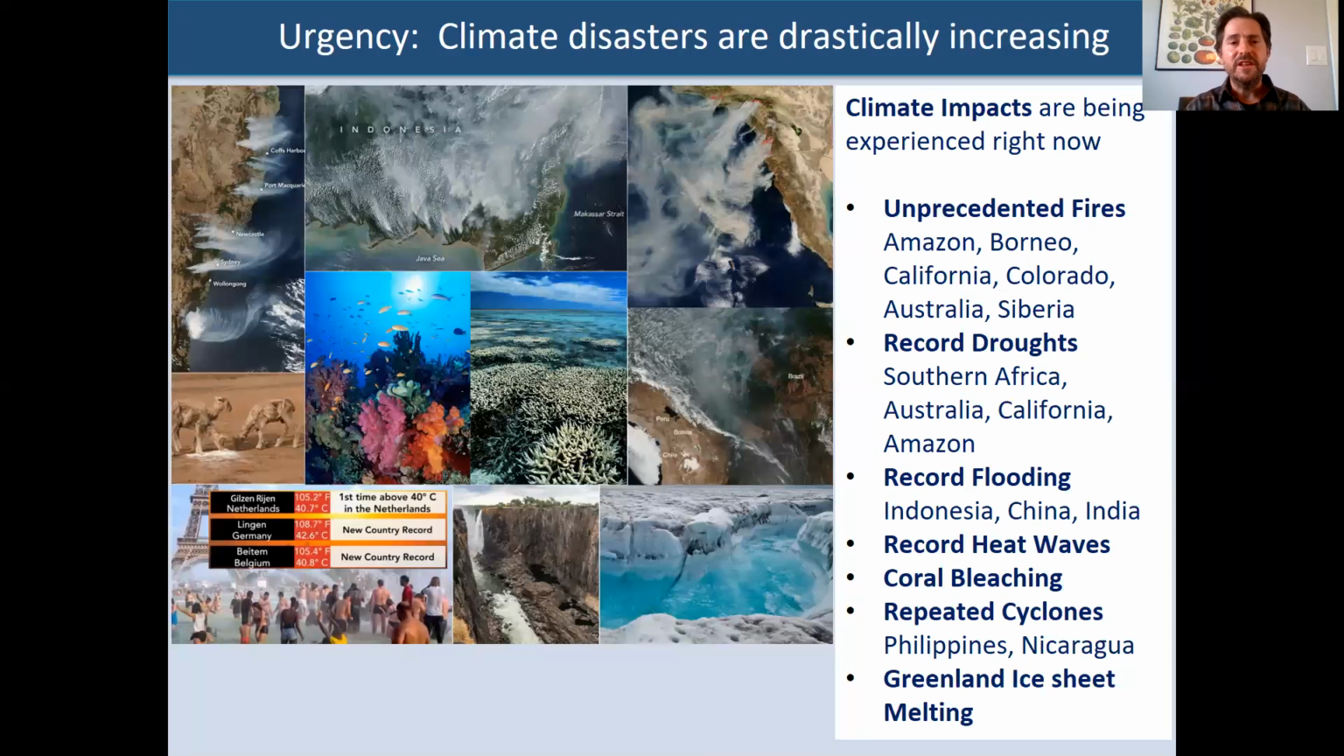These problems aren't just related to North America. We're seeing them globally. We're seeing unprecedented fires across the world through the Amazon, Borneo, Australia, and Siberia, but we're also seeing record droughts, record flooding, heat waves, and coral bleaching events through the Great Barrier Reef and other areas throughout the world. We're also seeing large losses of the Greenland ice sheet and repeated cyclones hitting the Philippines and Nicaragua.